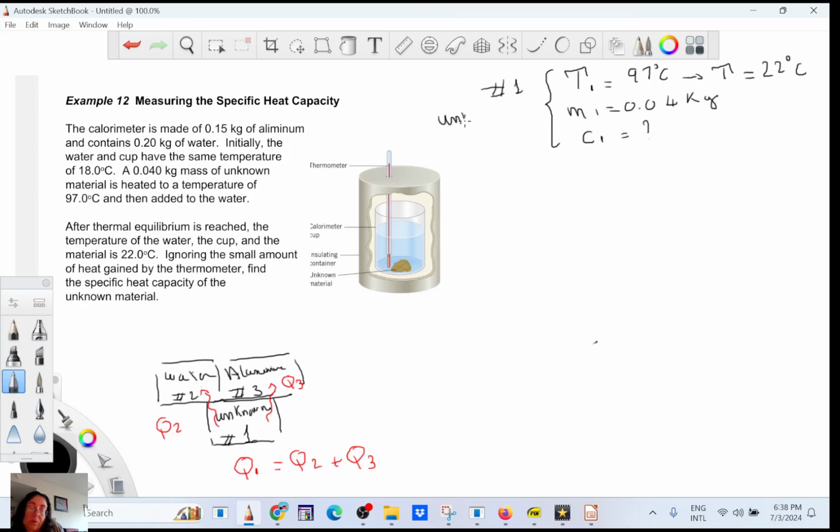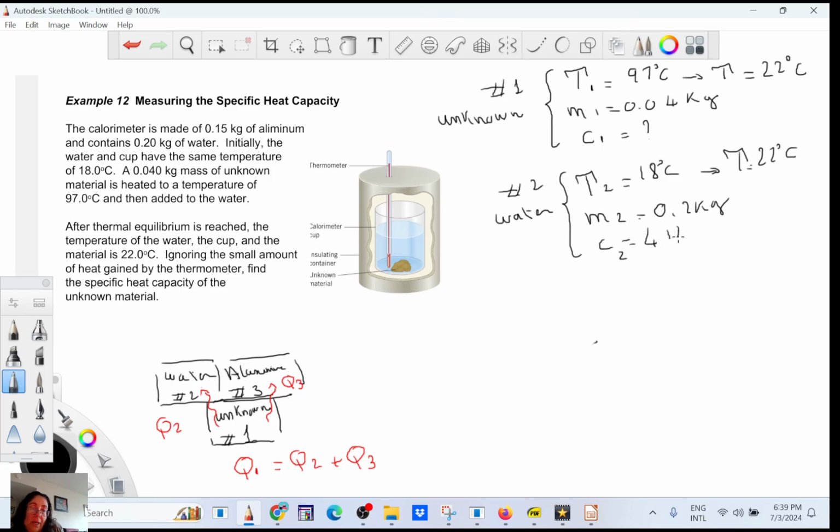So system number 1 will be the unknown. And then system number 2, it's going to be the water. So initial is 18 degrees Celsius and final is 22. So again, it's very hard to change the temperature of water. The mass of water is 0.2 kilogram. The specific heat for water is 4184 joule per kilogram degrees Celsius.